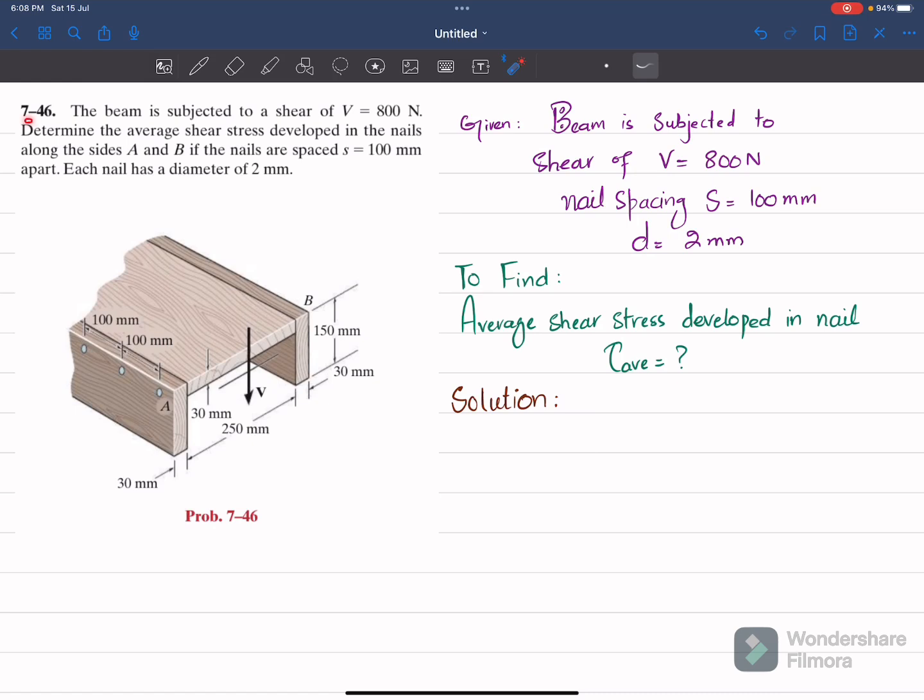Welcome back. Problem 7-46. The statement is: the beam is subjected to a shear of 800 Newton. Determine the average shear stress developed in the nails along sides A and B, if the nails are spaced 100 millimeter apart and each nail has a diameter of 2 millimeter.